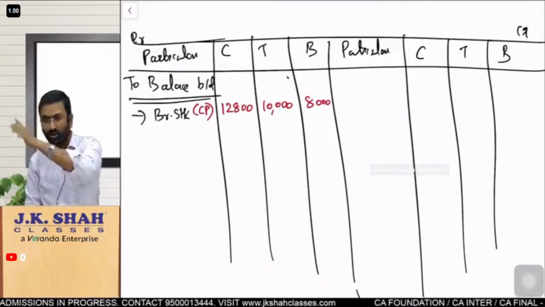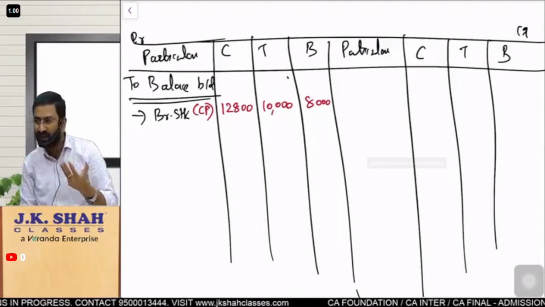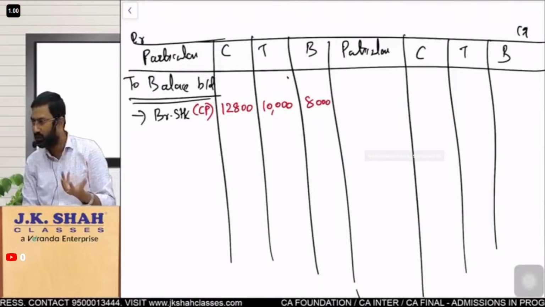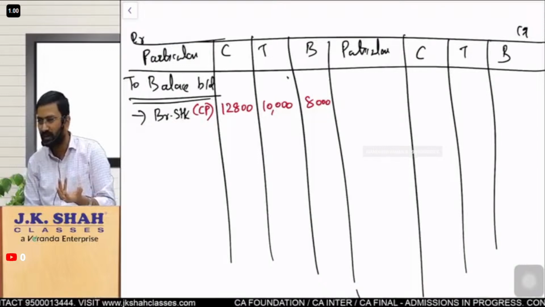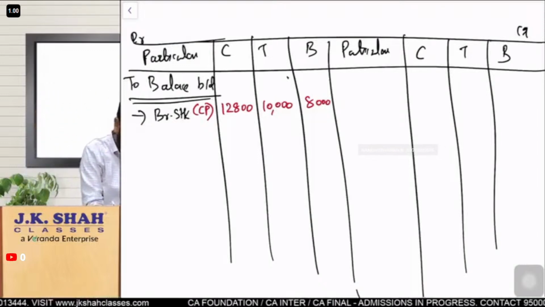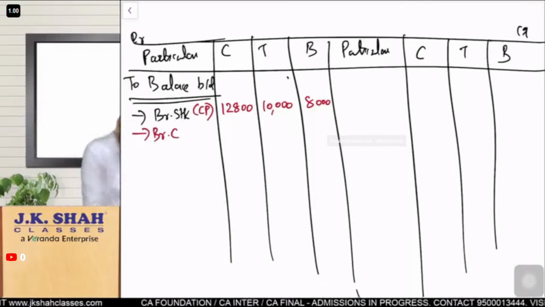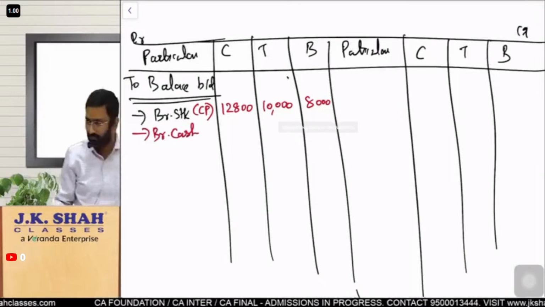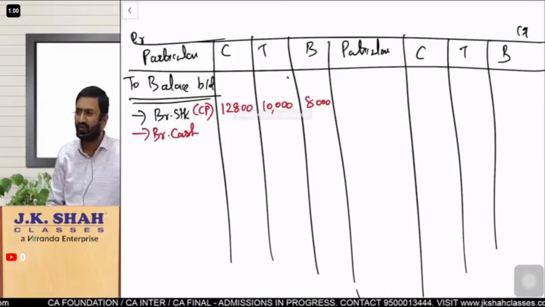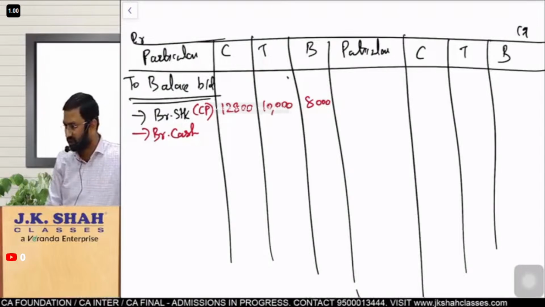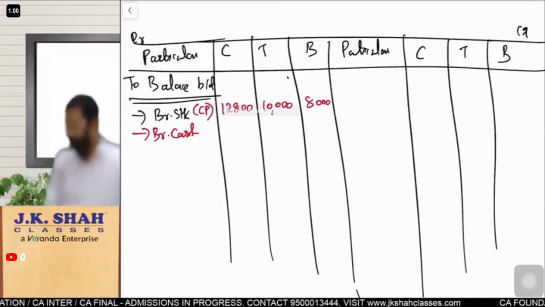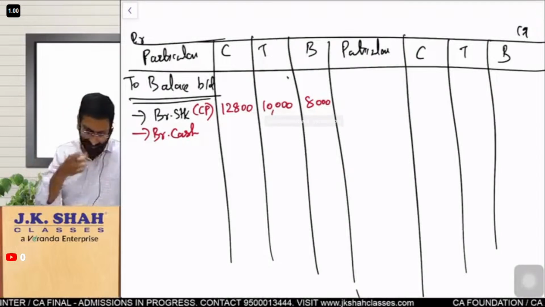So one asset we know, stock. The other asset, we don't have any information about credit sales, so we don't presume data. The other asset has to be cash. Branch cash. Because there's no information about credit sales, we presume it could be debtors also. But why not debtors? You'll understand.